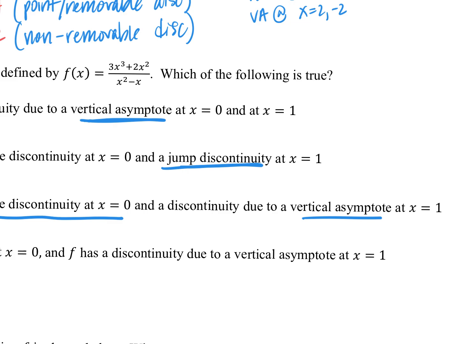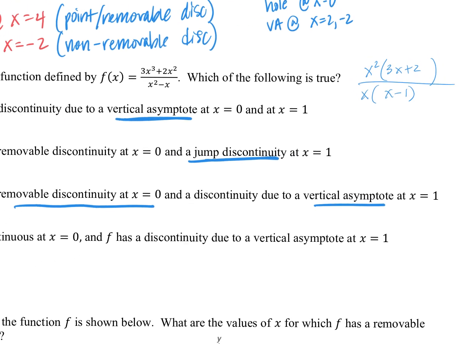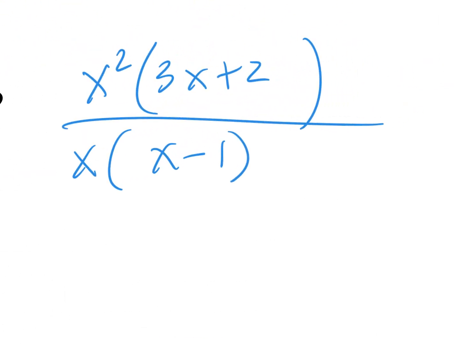What could I take out of the top? An x. What's left? Oh, let's take an x squared. I like that. What's left? 3x plus 2. What can we take out of the bottom? x, and what's left? x minus 1? Yeah, I got you. Okay, so you guys, without even looking at the answers, what do we definitely have here?